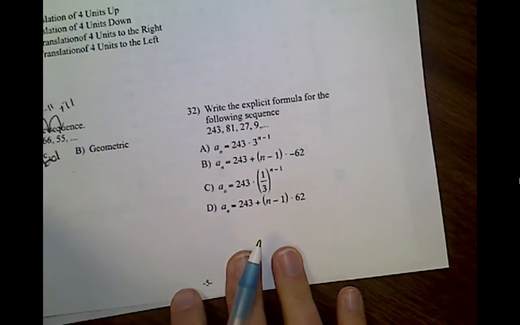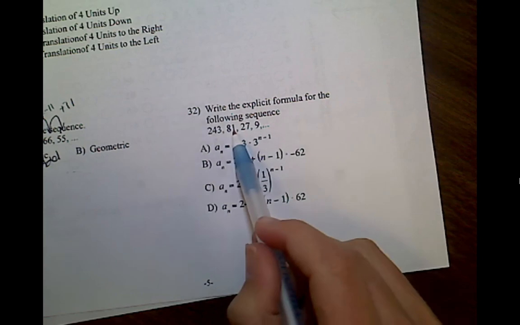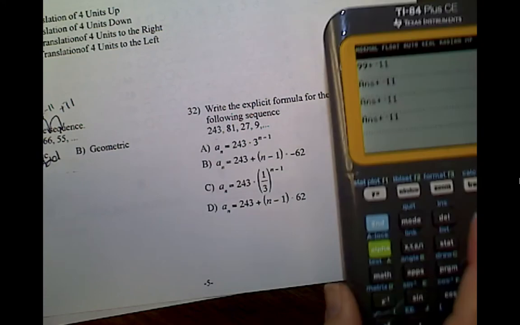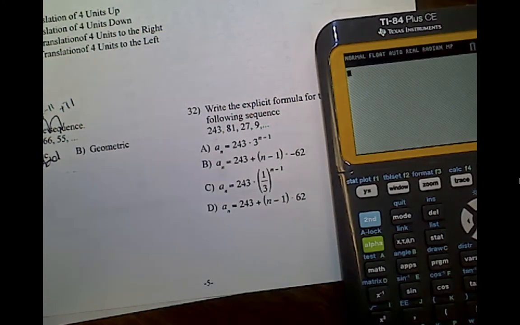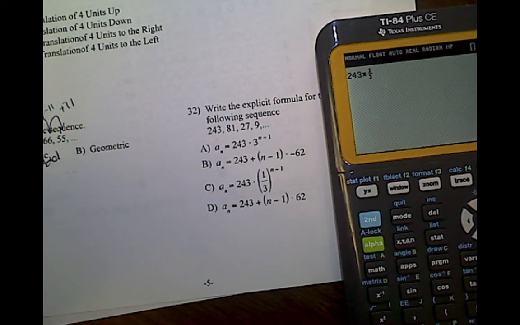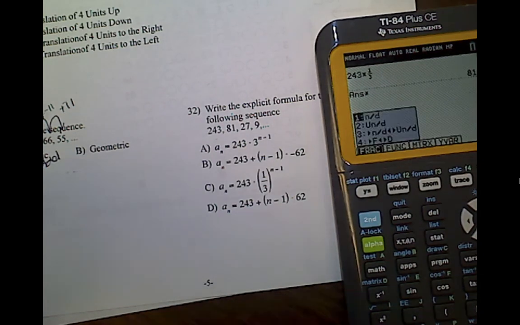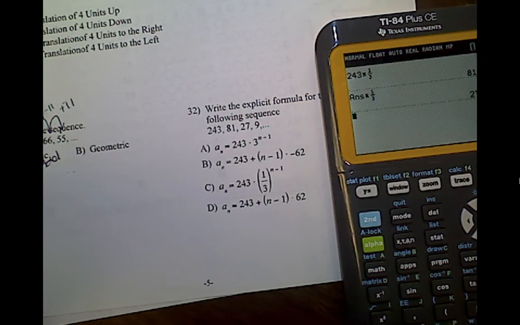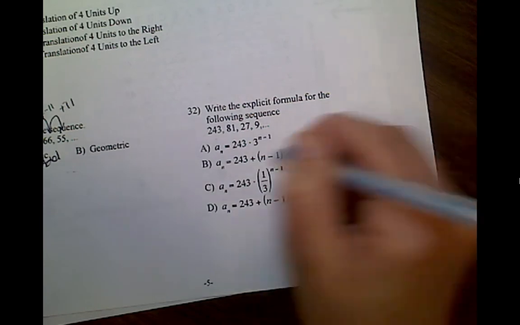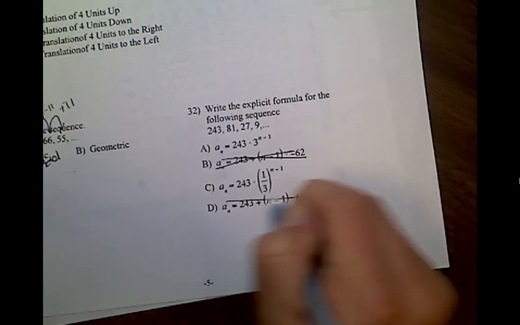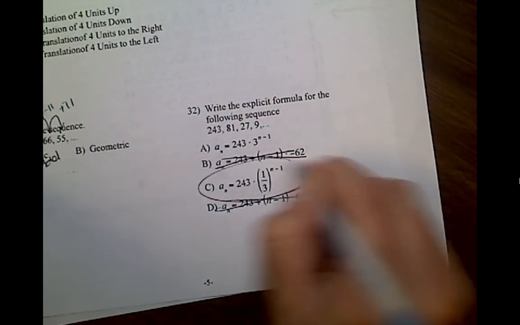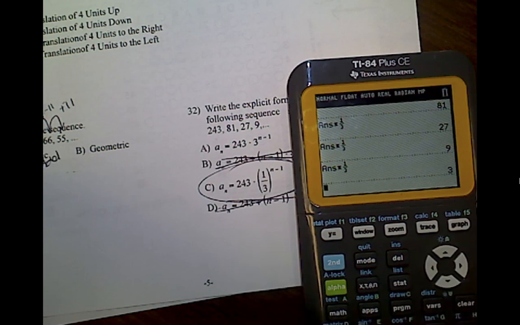Okay? Last one, the explicit formula for 243, 81, 27, and 9. What's happening each time? Well, it appears they are dividing by 3. However, you got to say it in terms of multiplication, which is multiplying by 1 over 3. So times 1 over 3, 9, and so on. So it's definitely geometric, so it's not going to be B, which is arithmetic because it has a plus sign, or D, which is arithmetic because it has a plus sign. Now, I know the common ratio is 1/3 because that's what I multiplied in my calculator.